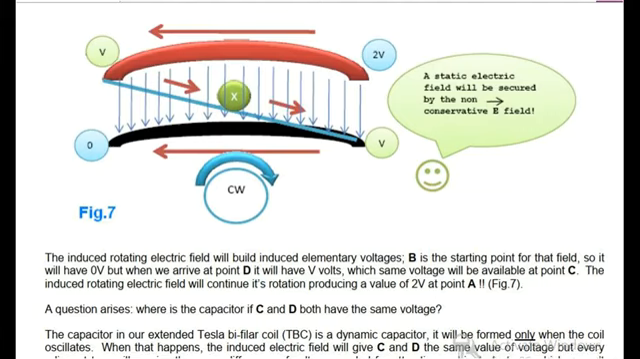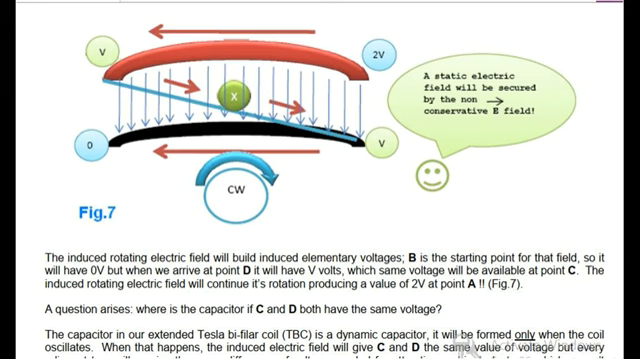A static electric field will be secured by the non-conservative E field. The induced rotating electric field will build induced elementary voltages. B is the starting point for that field, so it will have 0 volts, but when we arrive at point D it will have V volts, which same voltage will be available at point C. The induced rotating electric field will continue its rotation, producing a value of 2V at point A.